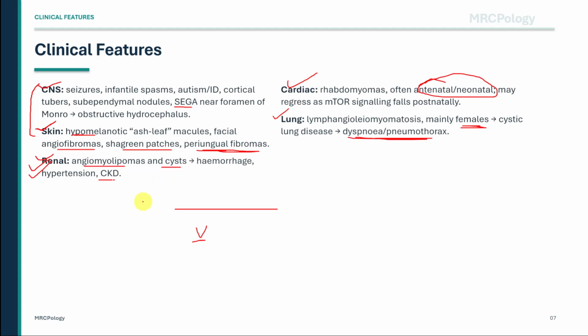A young woman with tuberous sclerosis develops dyspnea and recurrent pneumothorax, while renal imaging shows angiofibromas. What two organ complications are being suggested, and which mechanism-based drug class may help shrink some lesions? The answer is lymphangioliomyomatosis in the lung and angiomyolipomas in the kidney. And the mechanism-based treatment is an mTOR inhibitor, such as sirolimus or everolimus.